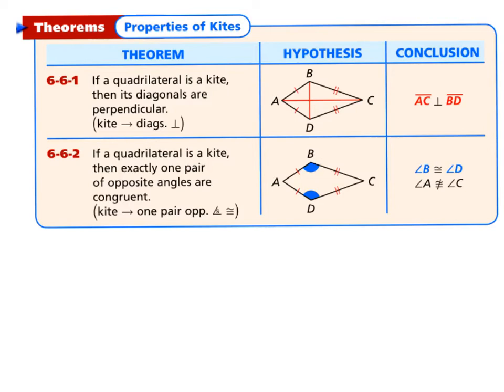If a quadrilateral is a kite, then exactly one pair of opposite angles are congruent. Only one pair. So you could say that one pair of opposite angles are congruent in a kite. So notice here that in this case, angle B and angle D are congruent. Angle A is not congruent to angle C.